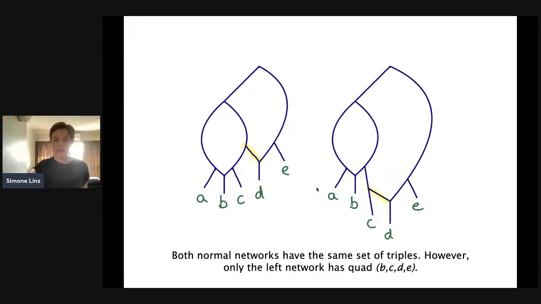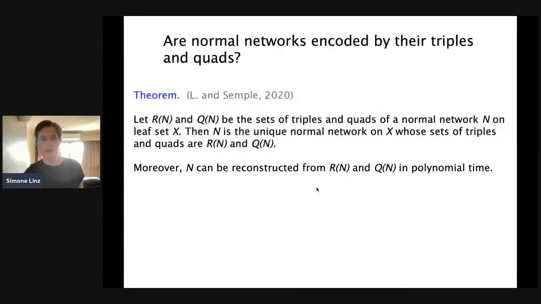And I'll start with the theorem, so I'll give you the results straight away. So it turns out that normal networks are encoded by their sets of triplets and quads. So if you're given all triplets and all quads, then you know that the network is the unique network whose sets of triplets and quads is R of n and Q of n. And additionally, like in Aho's case, we can reconstruct the network in polynomial time, given these two sets.